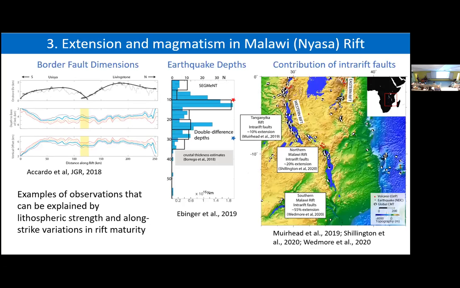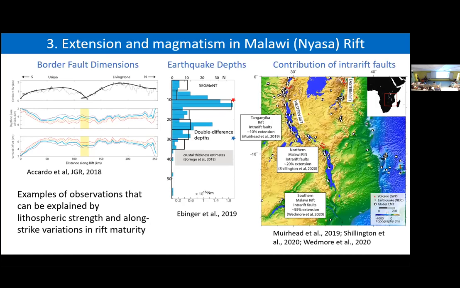If we take a number of these parameters, they're consistent with what we would expect for rifting in a strong lithosphere and for changes in rift maturity. The dimensions of these faults are shown here, from the work of Natalie Accardo, an estimate of the total vertical offset or vertical separation on a fault. You can see they're really big. The middle panel shows a histogram of earthquake depths from work of Cindy Ebinger and colleagues. You can see they occurred at great depths. All of that is consistent with a strong lithosphere. No pre-existing heterogeneity is required.